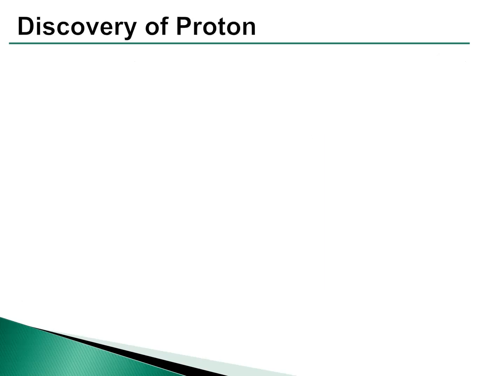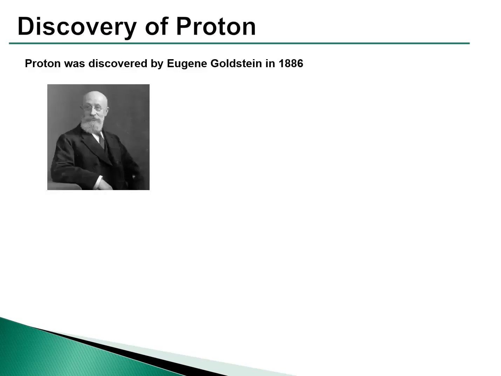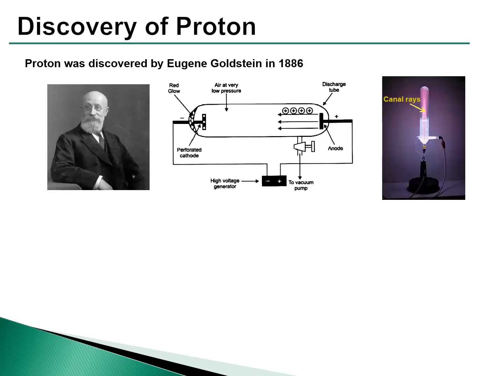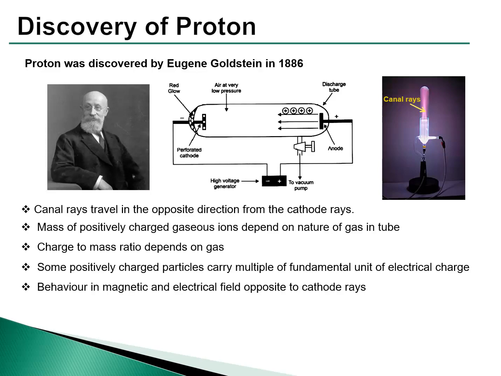Next, we shall discuss the discovery of protons. It was discovered by Eugene Goldstein in 1886. The setup is similar, but here the cathode is perforated. The rays originate from the anode and are known as canal rays. The observations are as follows. Canal rays travel in the opposite direction from cathode rays.